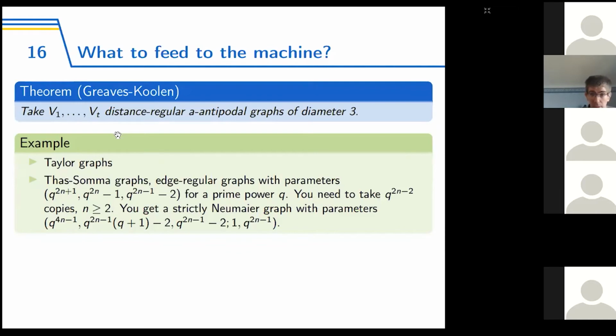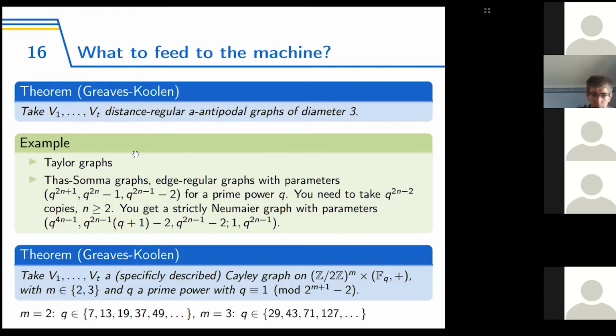And there are examples of such graphs, namely the Taylor graphs, including the icosahedron graph that we just saw. But we also have the Taş-Somma graphs, which exist for the right prime powers. So it starts with a finite field. Of course, there is not really an abundance of such graphs because it is quite a heavy condition: distance regular antipodal of diameter 3.